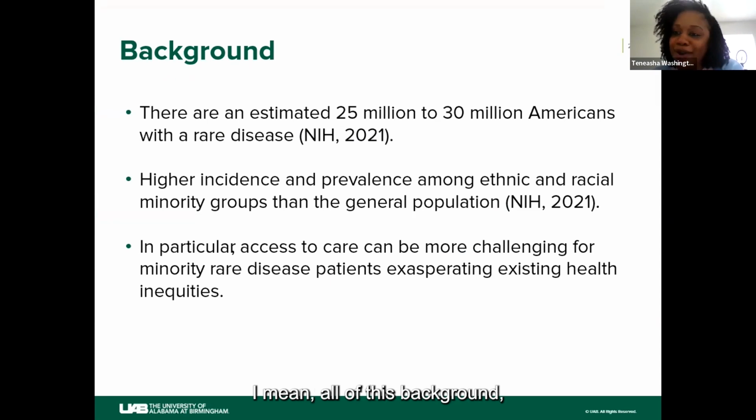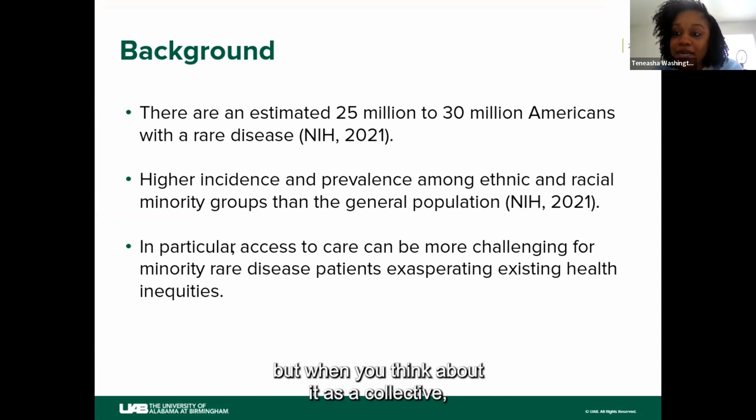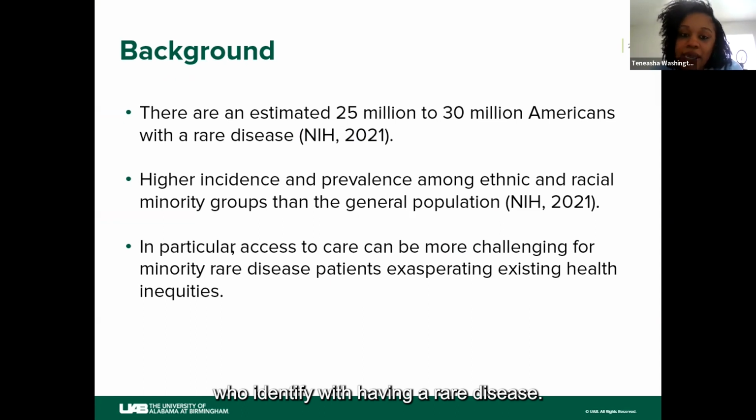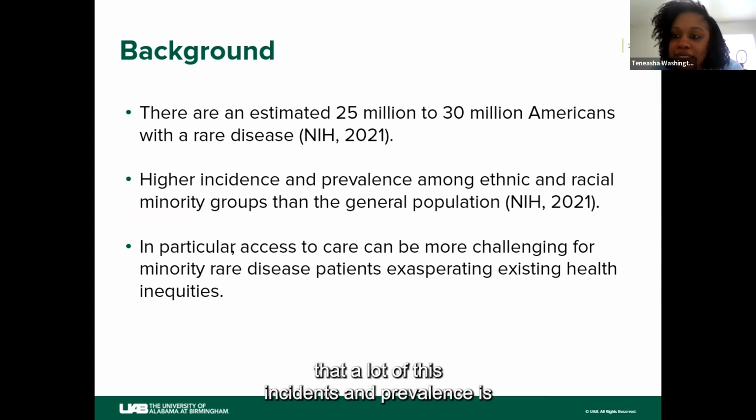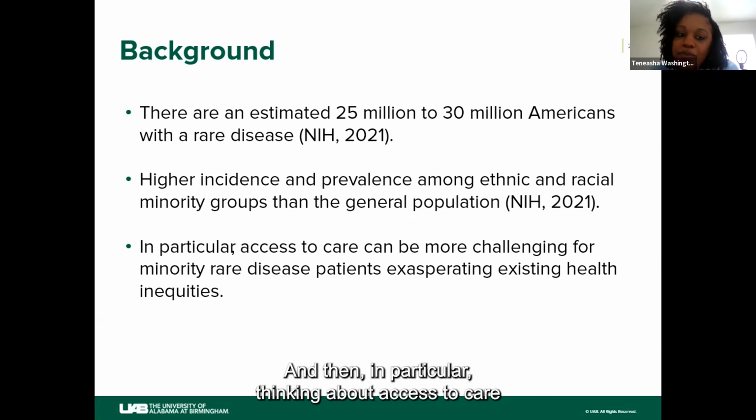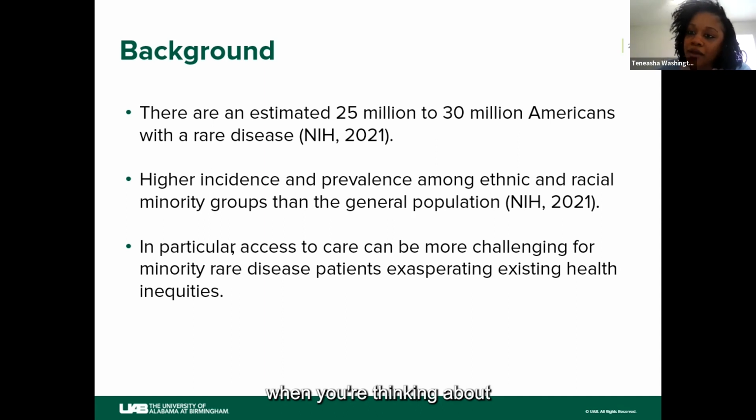Many of us are very familiar with this background: rare disease is rare, but as a collective, there are about 25 to 30 million Americans who identify with having a rare disease. We know a lot of this incidence and prevalence is within ethnic and racial minority groups. Access to care can be challenging for anyone in the rare disease space, but think about how that's exacerbated in minority communities specifically.